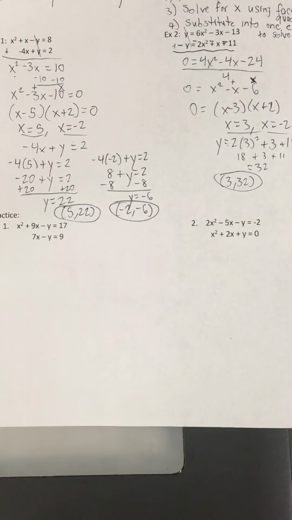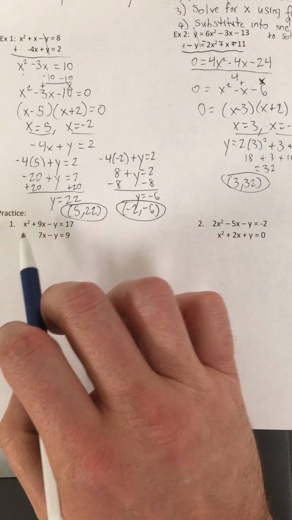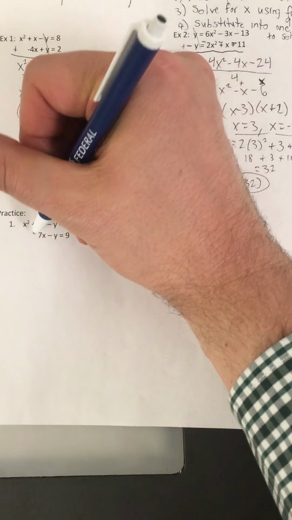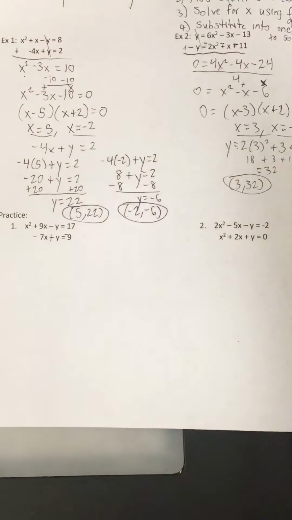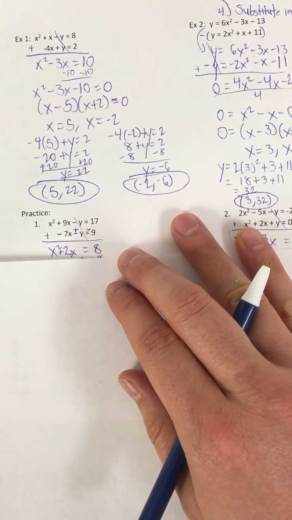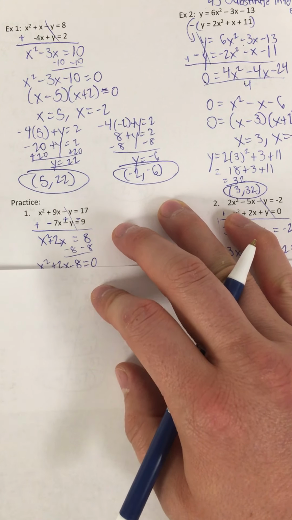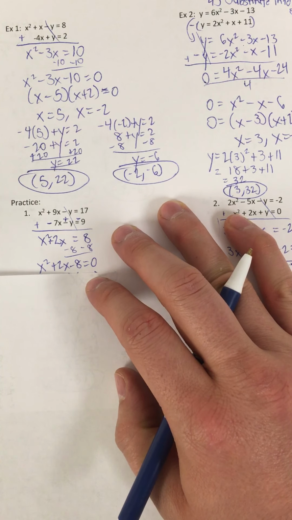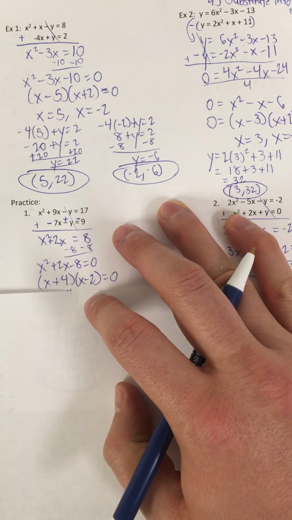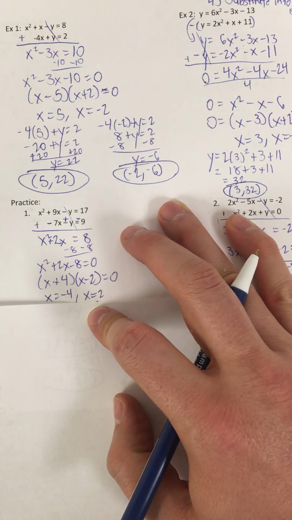Did you do it? Of course you did. Why would you not? Okay, so this first one, the y's don't cancel. What would you need to distribute? I need to start by distributing a negative. Make that a negative 7x, a plus y, and a negative 9. And then when you combine them together, your work's going to look like that. You're going to get x squared plus 2x equals 8. Want to get it equal to 0, so subtract that 8. That gives you x squared plus 2x minus 8 equals 0. Factor that. That's going to be (x plus 4)(x minus 2). So that means your solutions are x equals negative 4 and positive 2.